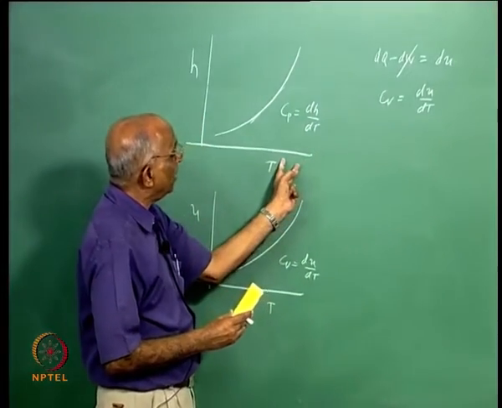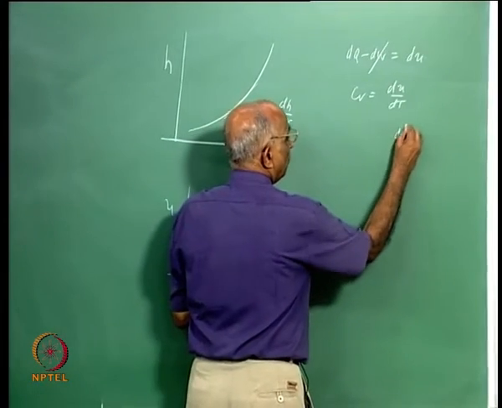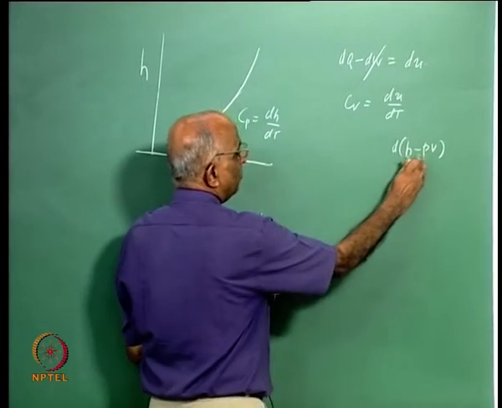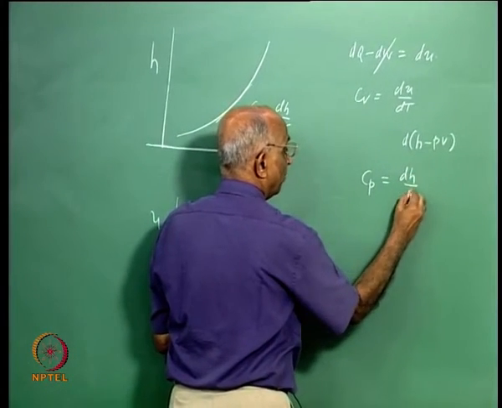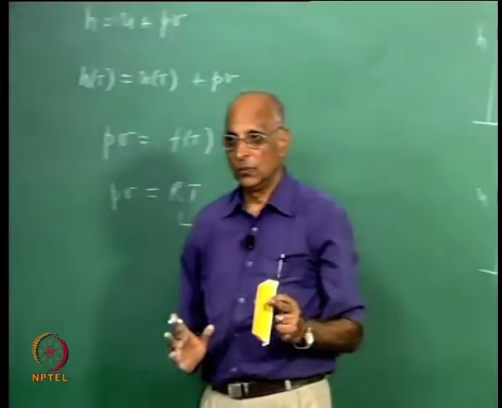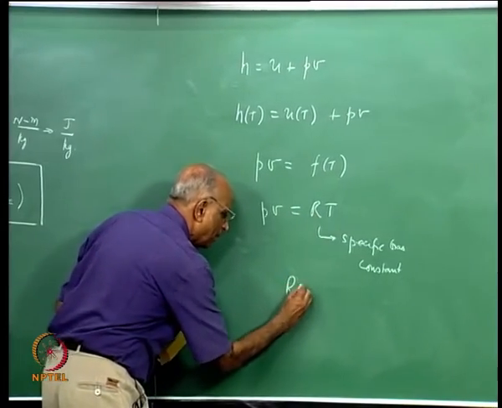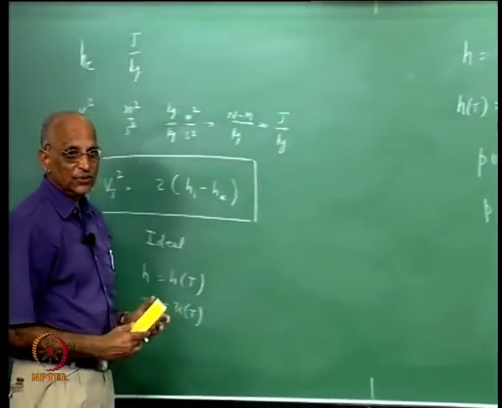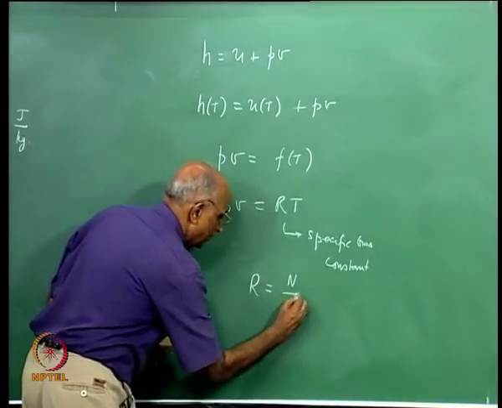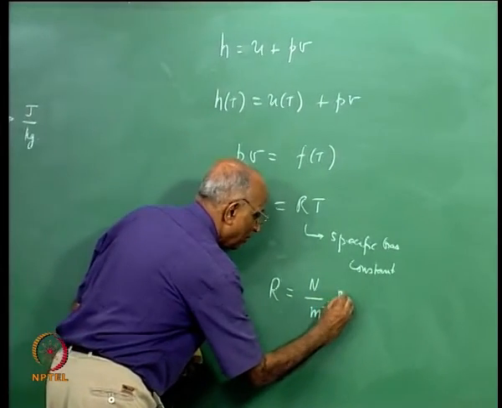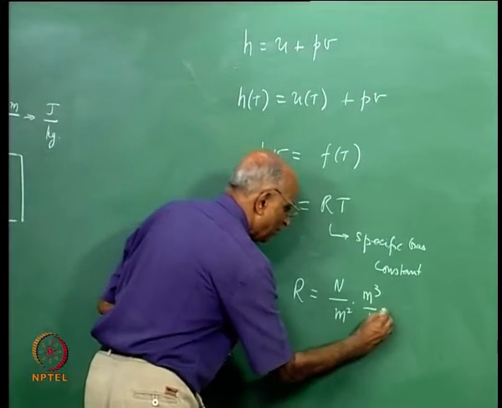For a constant pressure system, what did we do? Instead of writing dU, I now write d of H minus Pv. And now I have PdV, VdP, the PdV over here cancels off and I get Cp is equal to dH by dT. Therefore, we are still considering an ideal gas, with specific gas constant R. And what is the unit for R? Let's put it down. Pressure, Newton per meter squared, into volume, meter cubed per kilogram, it is the specific volume. I have something like 1 over Kelvin coming over here.